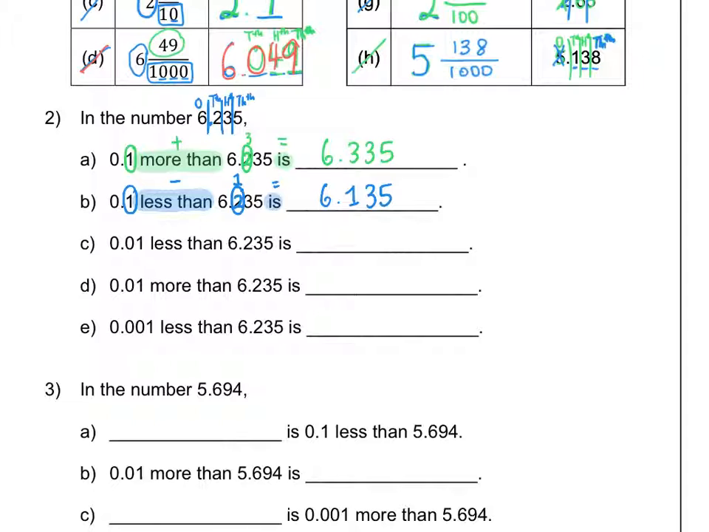Let's go on to part C. 0.01 less than 6.235 is what? So same thing, less than means minus, is means equal. 0.01, this digit 1 is in the hundredths place. So we are looking at this digit over here. From number 3, when you minus by 1, it becomes a number 2. The rest of the digits remain the same. So your answer for part C has to be 6.225.